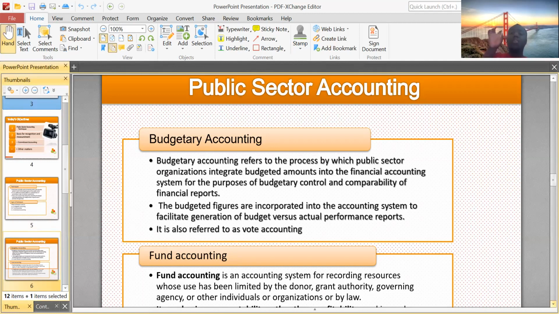With budgetary accounting, you always include budgetary numbers. So when we say budgetary numbers, at the start of every project, the project team would have an idea of what numbers they would achieve.